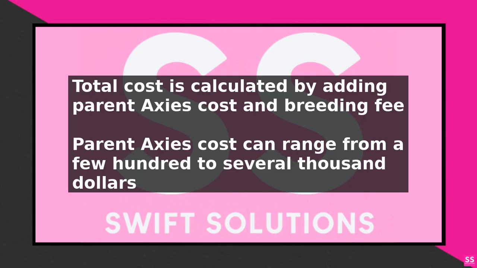Next, you need to estimate the potential revenue from selling the offspring. The value of the offspring depends on its attributes, body parts, and genes. You can research the market value of similar Axies to estimate the potential revenue.